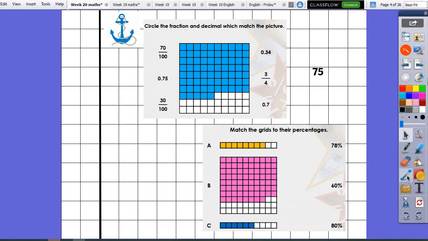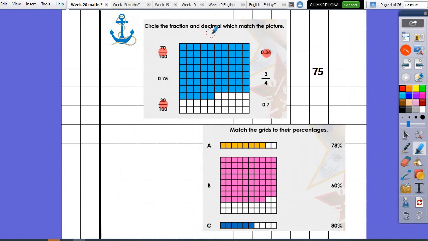And then looking at fractions, and like I've spoken about before, I'm eliminating the answers, ones that I know are definitely wrong. So I know 70 over 100 is definitely wrong because there's 75 shaded. I then know 30 over 100 is definitely wrong because there's 75 shaded. And 0.34. Well, we know with decimals, 1 would be 100 as a whole, and there's more than 34 shaded, there's 75. So then I'm left with 3.